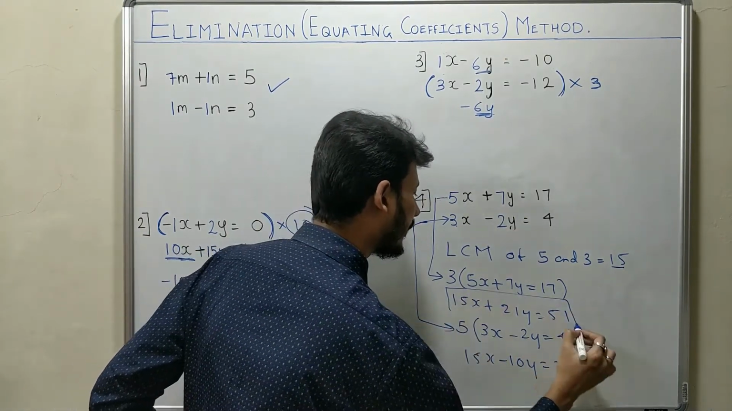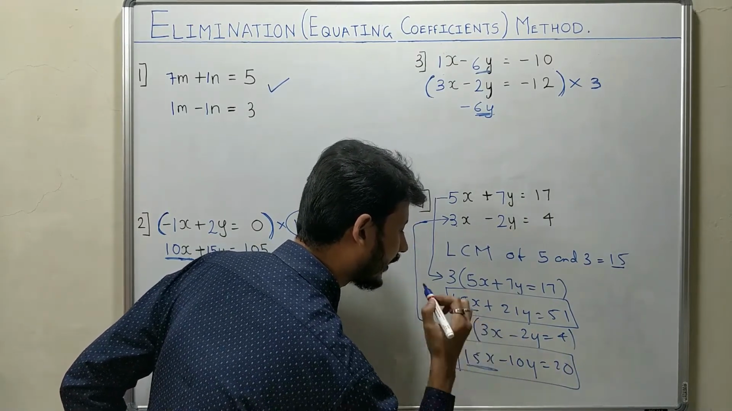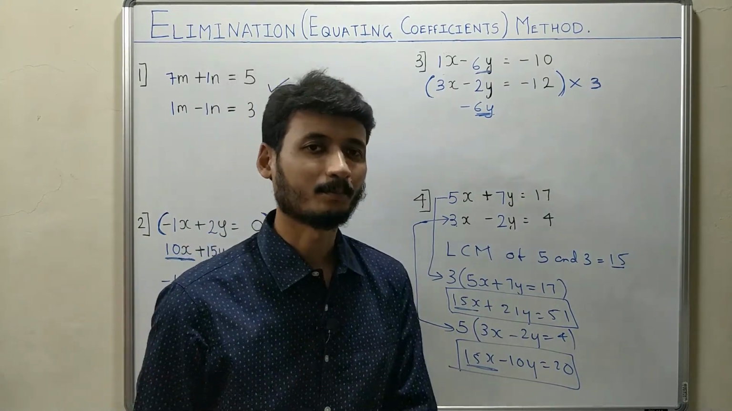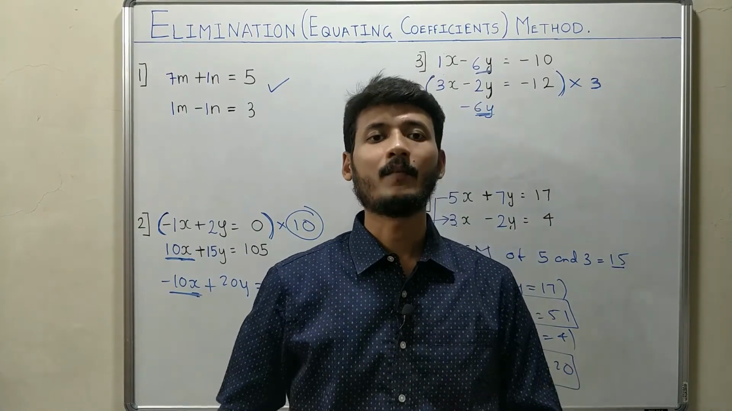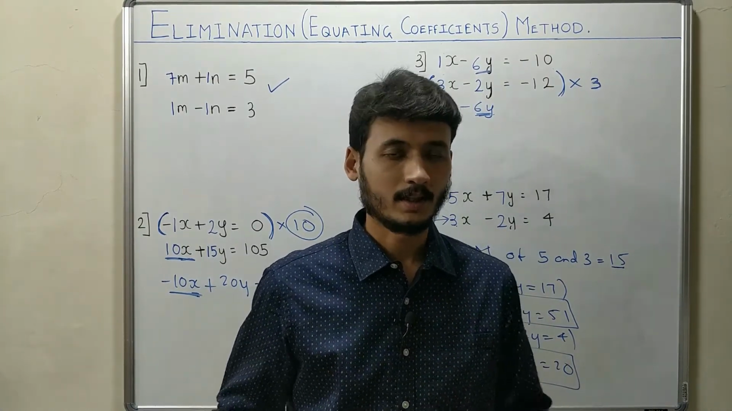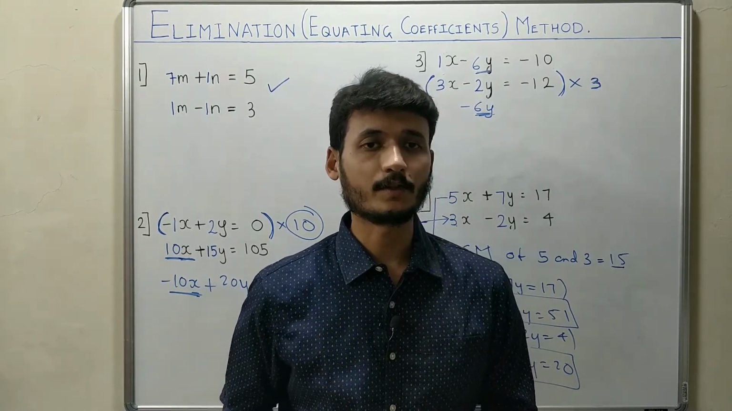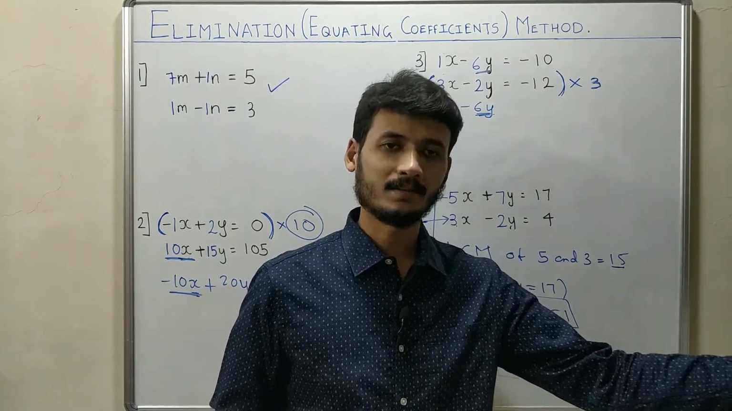So these are the two equations which we got, 15x and 15x. The coefficients are equal. I hope it is clear. So we have seen all the possible questions and all the possible ways of equating the coefficients. I hope that is clear. Now once we have learned how to equate the coefficients, we can go ahead and solve them. That is step number 3.